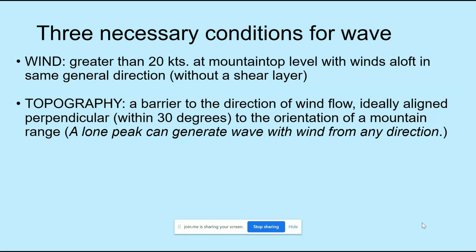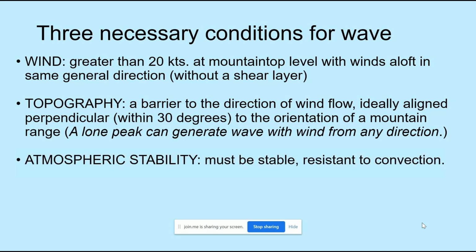Topography, we're blessed in North America to have lots of mountain ranges aligned north-south. Anytime we have our prevailing westerly winds and strong winds at the lower altitudes, we have the potential to have mountain wave form. If you have a peak like Mount Shasta, Mount Rainier, Mount Hood, that sticks up way higher than all the surrounding peaks, you could get mountain wave form off of that with a wind from any direction, just off of that lone peak.